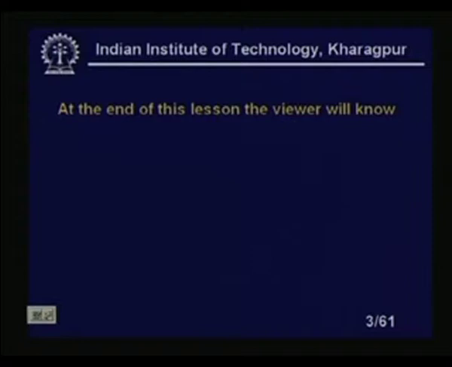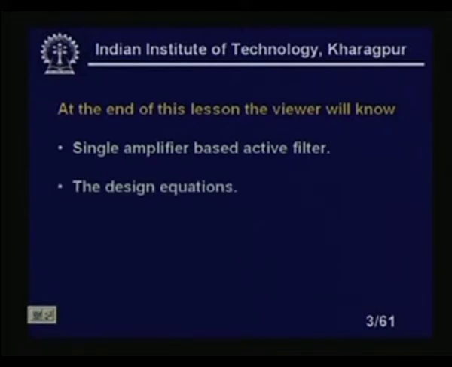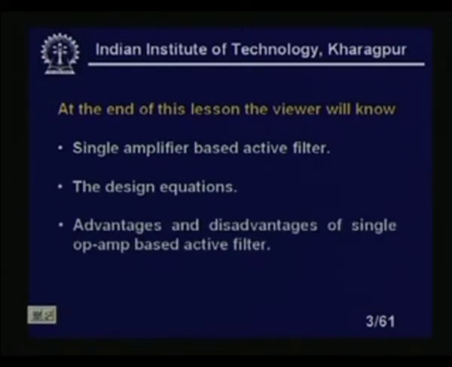At the end of this lesson, the viewer will know the single amplifier based active filter, the design equations, advantages and disadvantages of single op amp based active filters. Basically, we will discuss the active filters because, as you know, active filters, amplifiers, sample and hold circuits are the most commonly used analog signal conditioning circuits. So, we must go into them now.